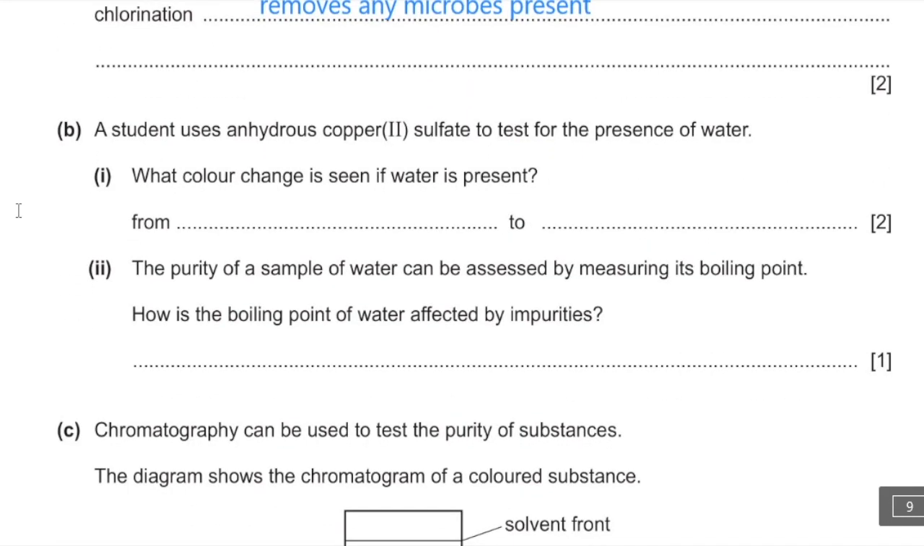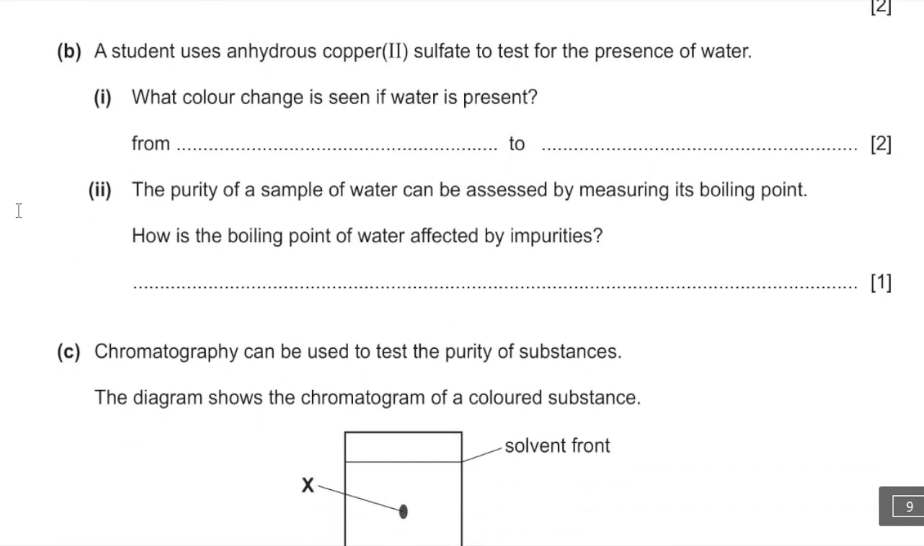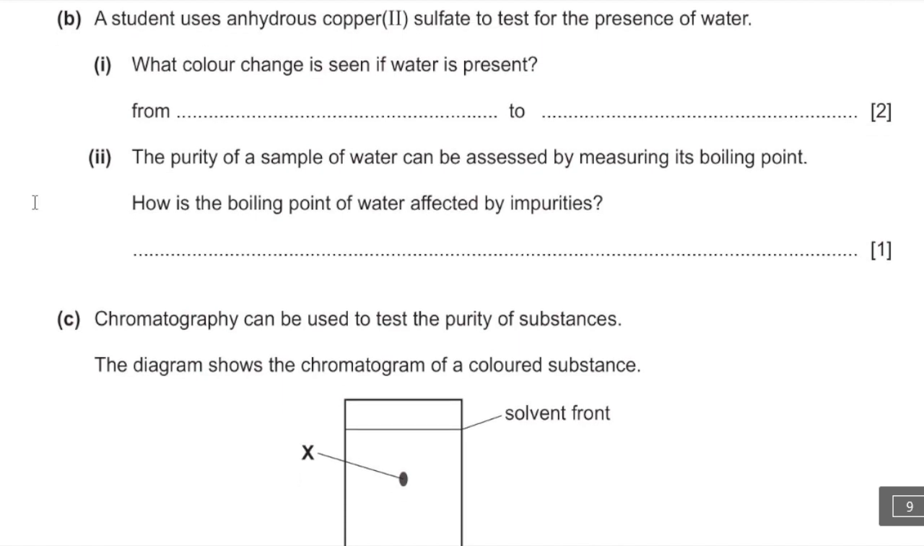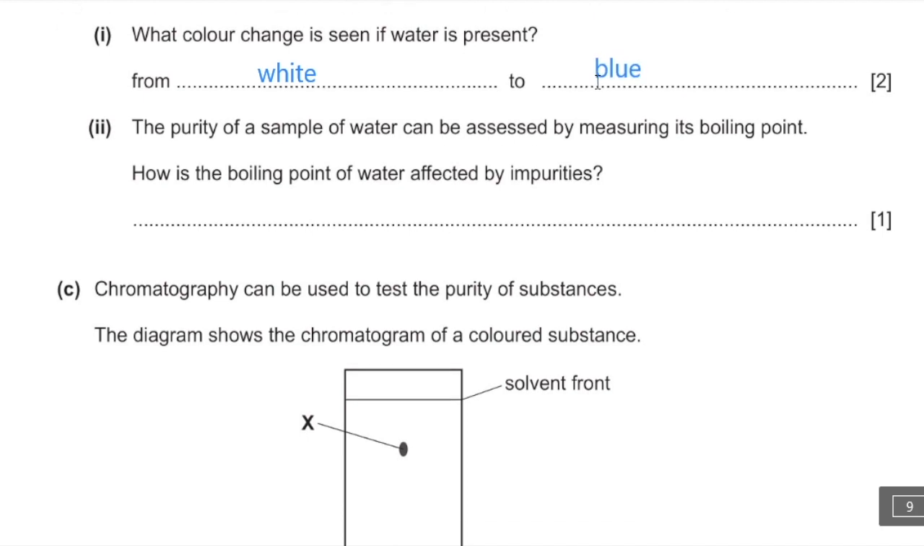B. A student uses anhydrous copper sulfate to test for the presence of water. 1. What color change is seen if water is present? Alright. So anhydrous copper sulfate is white in color, and so it changes from white to blue, which is the color of hydrous copper sulfate, hydrated copper sulfate.